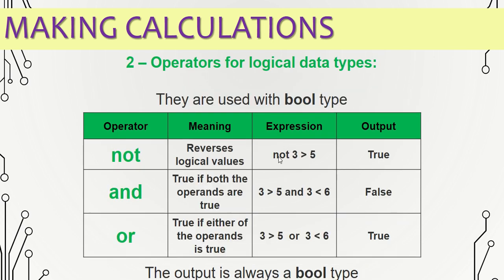We have Boolean logic, we have logical operators, which give us again a Boolean type. We have not, that it's exactly the opposite of what it says in the expression. And we have and, that will give us true if both are true. If one of them is false, it's a false. And we have or, that will give us a true if one of these is true. It doesn't have to be both, it can be both, but with one, it will give us true.